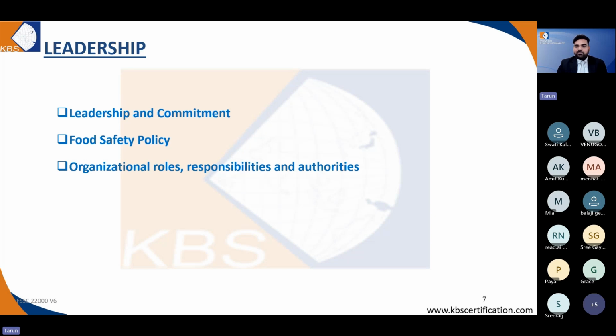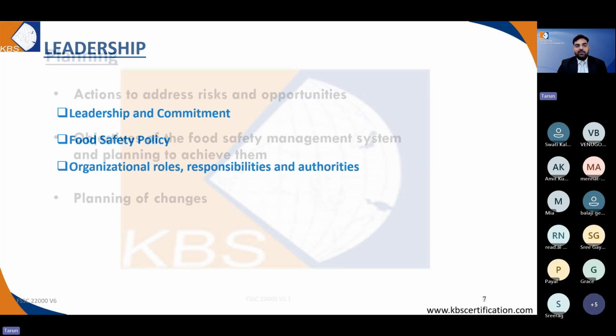But when you are looking for FSSC, there must be a requirement that the policy will contain data about the product safety in terms of consumption, in terms of health of consumer. And then who will be the responsible persons or designations to make sure that the product is being safe. This is what organizational role, responsibility, and authority. These requirements will come under clause number 5.